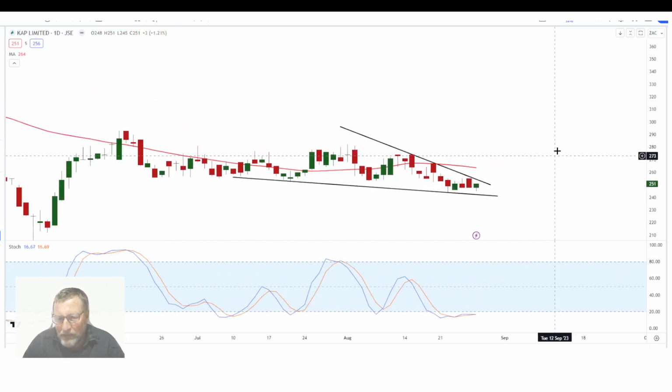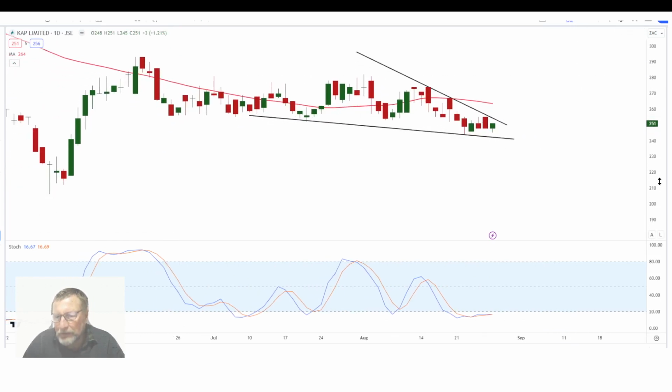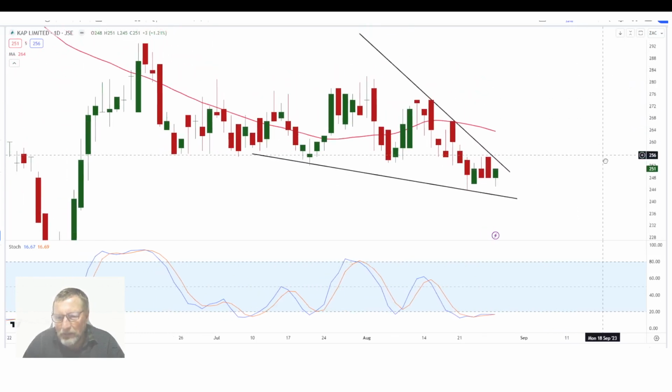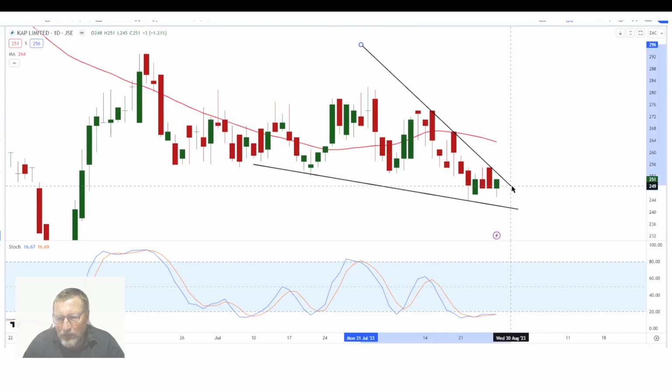Because can you guys see? I just want to show you here, and you will see it immediately. Look at this ugly bearish engulfing candle.